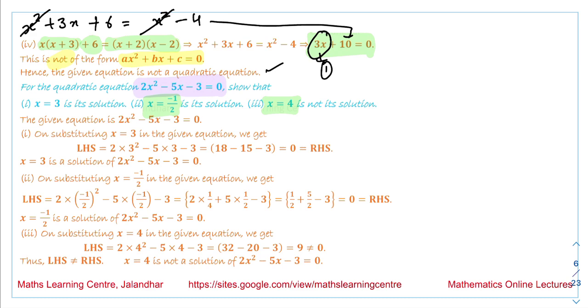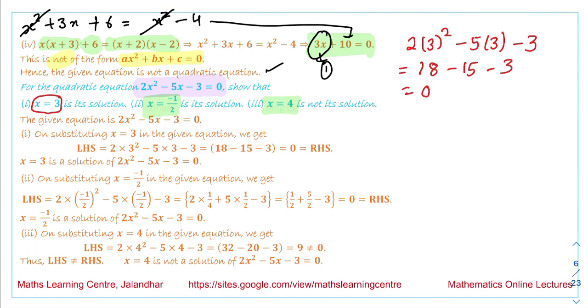To check these things, first of all we substitute x = 3. So we get 2 times 3^2 - 5 times 3 - 3. The answer we get is 18 - 15 - 3, that is equal to 0. So we are saying that x = 3 satisfies this equation. So it is a solution of this equation.